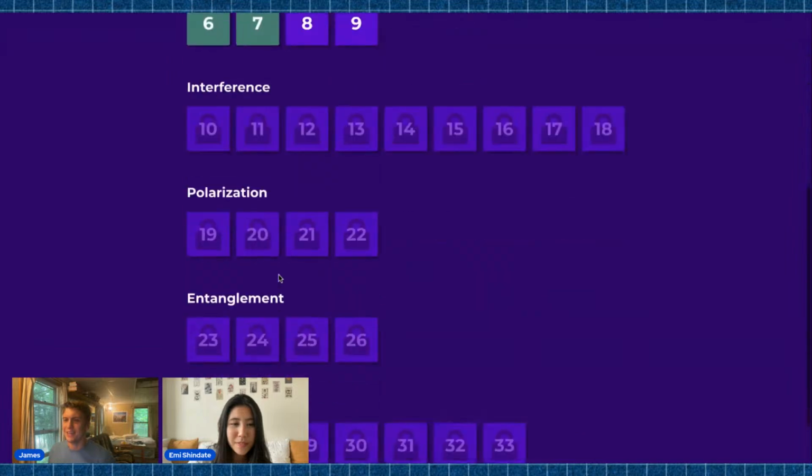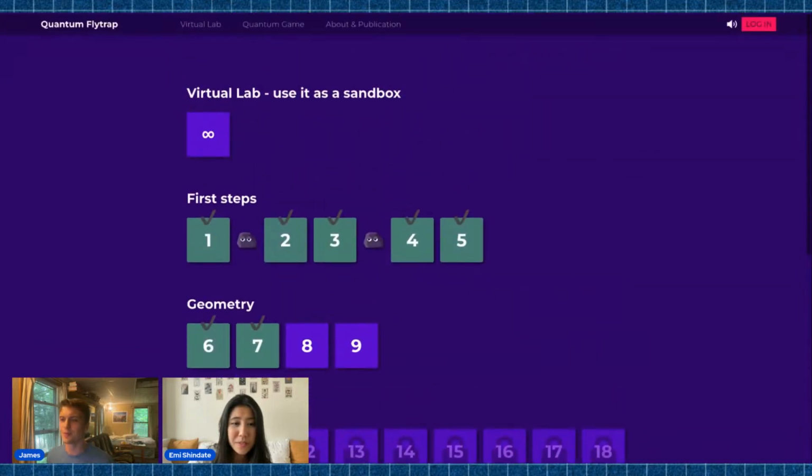Quantum game. How many levels do we have? There are 33, so I think we've made good progress. We're a quarter way, and it just gets harder now. But yeah, cool. Nice job. I think you get the gist. That was really fun. Yeah, thanks for that.